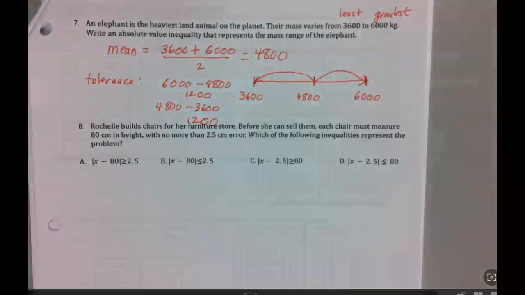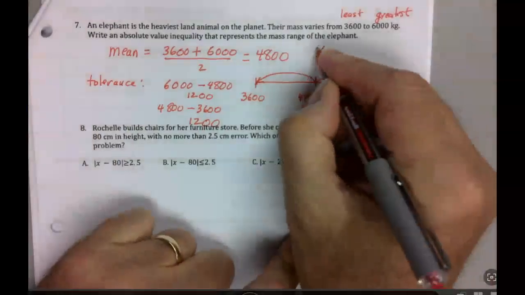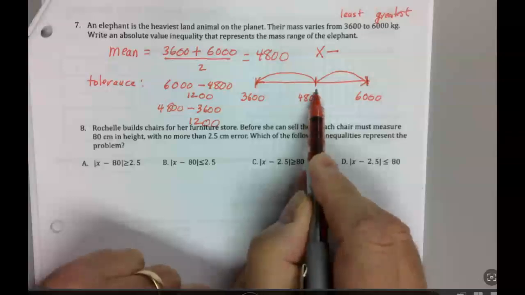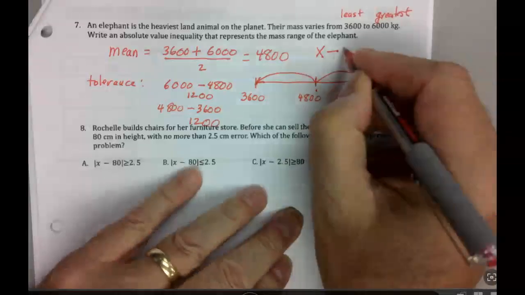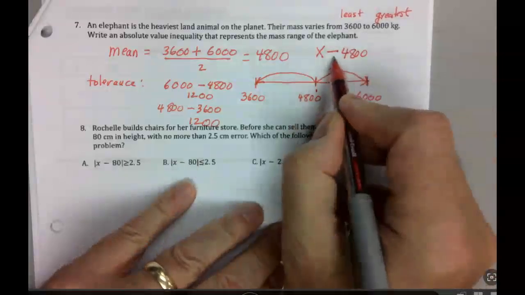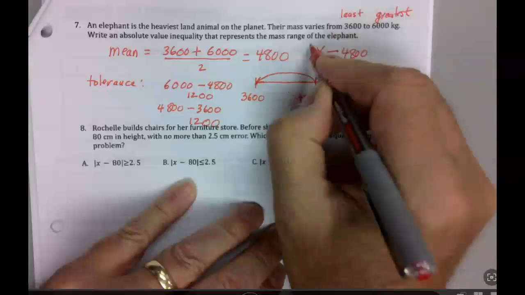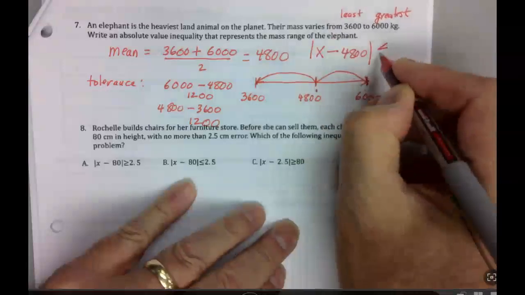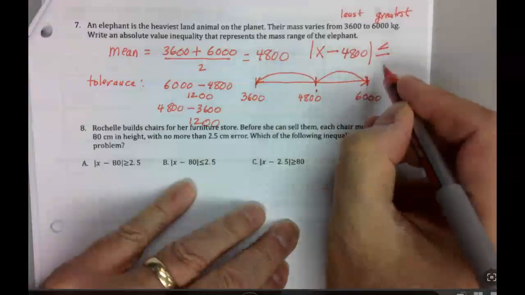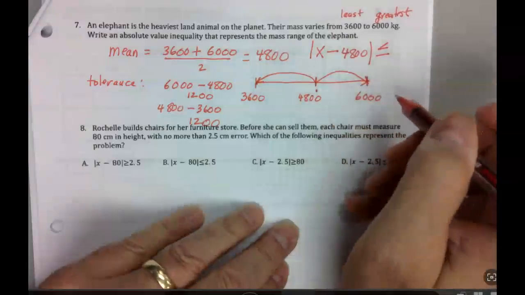So we can write our inequality. So x minus the mean, or the middle, correct, or ideal, agreed? This is always minus, isn't it? Correct? Absolute value, this is always less than or equal to, always. It's an and problem, isn't it? And then what was our tolerance? 1,200.